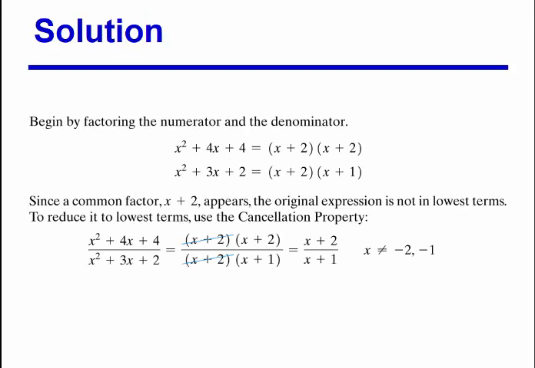So when we are reducing these, the first thing we always want to try to do is factor the numerator and denominator. So here we can see that they factor to x plus 2 in the numerator, and then the denominator x plus 2, x plus 1. So we're able to cancel out an x plus 2 factor, and then we end up with x plus 2 divided by x plus 1. And this is defined as long as x is not equal to -2 and -1, because it's still restricted by the zeros of the original expression.